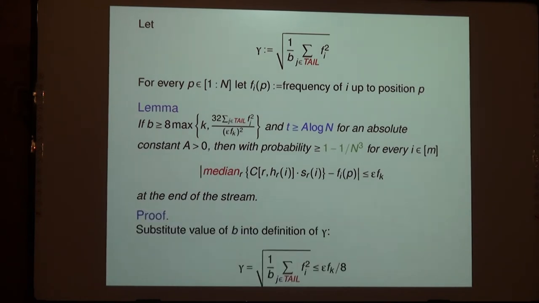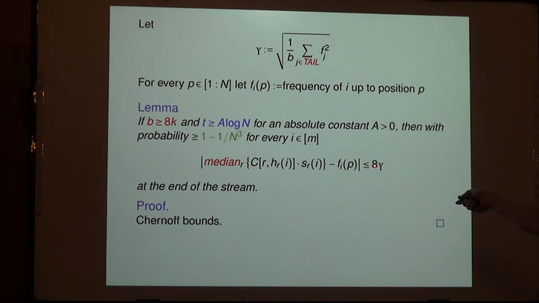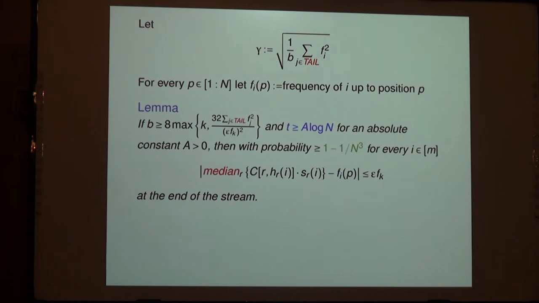This is the proof, really, because now if we want to get to the original bound, which was this huge expression that said that our b needs to be at least 8k and larger than 32 times the sum of squares of the elements in the tail divided by epsilon times f_k squared, we get it by plugging into the previous analysis. Recall that we needed the number of buckets to be at least 8k, to ensure that we don't collide with the head elements most of the time. That is exactly what the first term is doing. The second term is just solving for gamma. From the previous slide, we have that the median is 8 gamma close to the true answer with high probability.